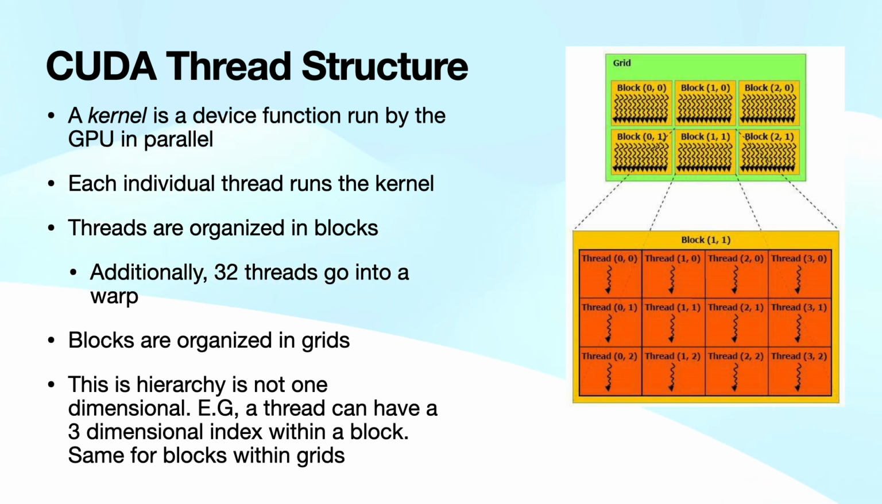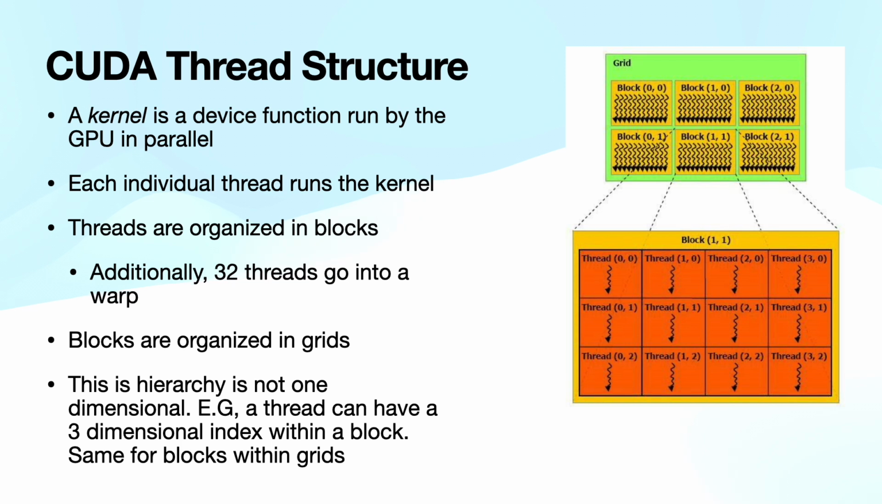Each thread, which is basically just an execution context, runs this kernel when we make a kernel call. From our perspective, they all happen at the same time. So threads, in turn, are organized together into blocks of threads. Blocks then are organized together into grids of blocks.